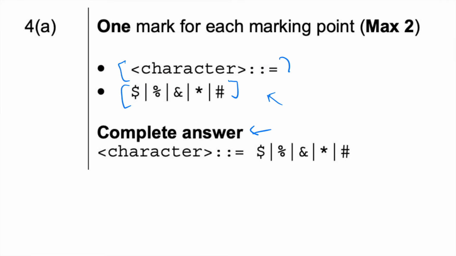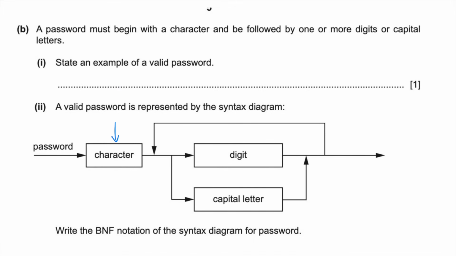It's actually based on this question. So a character is going to be a symbol. So this is not going to be the first one. Instead, we can start with a dollar symbol, and then one or more digits or capital letters. So we'll just do that right there. Right here it says a valid password is represented by the syntax diagram. So write the BNF notation of the syntax diagram for password.